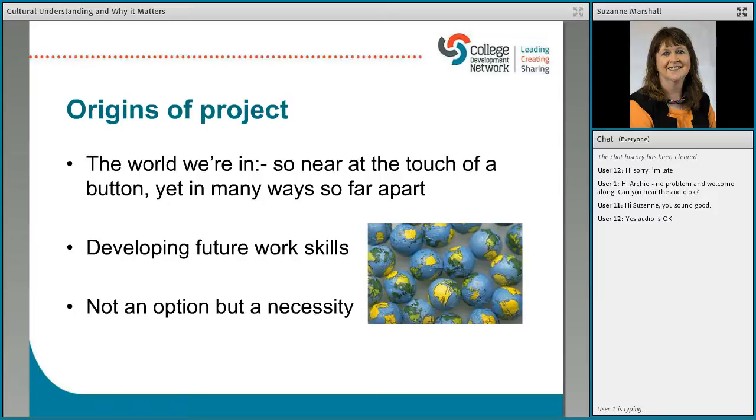And I suppose it's been brought to the fore really in the past couple of years or so, just by the nature of the society and the world that we're living in. We are so near at the touch of a button. Here we are, I'm communicating with you. Over the past years, when we've been doing webinars, we've actually had people joining us from all over the world, really.